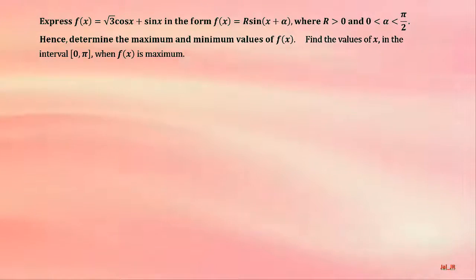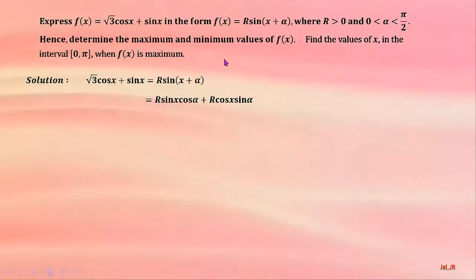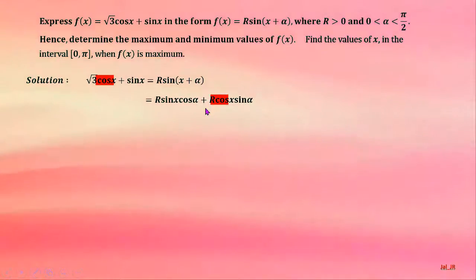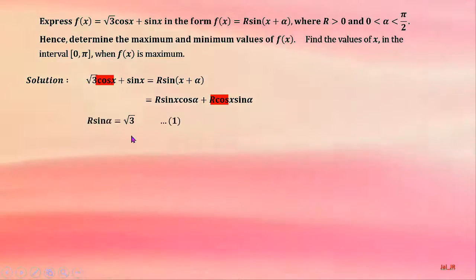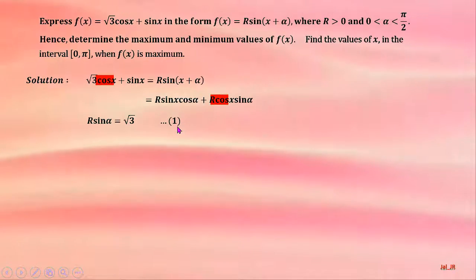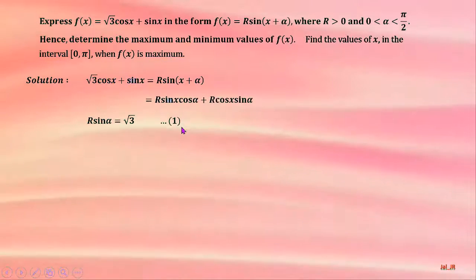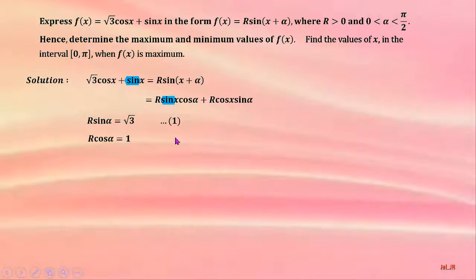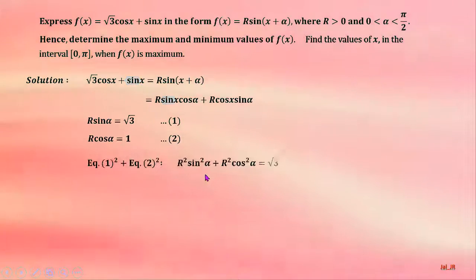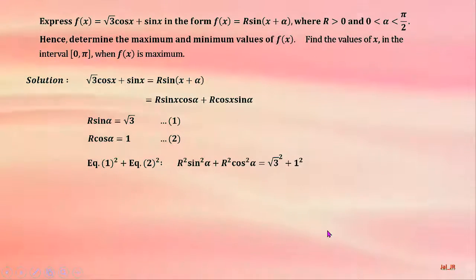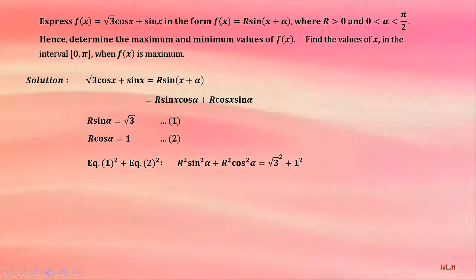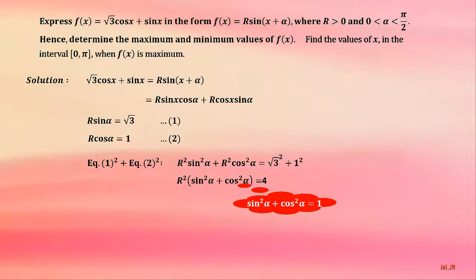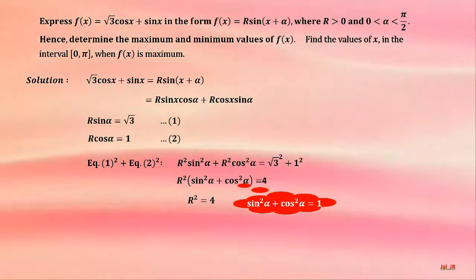First step. Use compound angle formula. Second step. Compare the coefficient of cosine of x to get equation 1. Compare the coefficient of sine of x to get equation 2. Third step. Solve for r. Square both sides of equations and add them together. Factor out r squared. We can use trigonometric identity to simplify the expression inside the brackets.